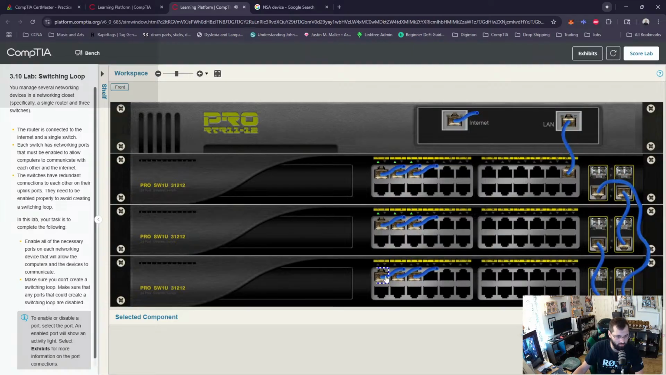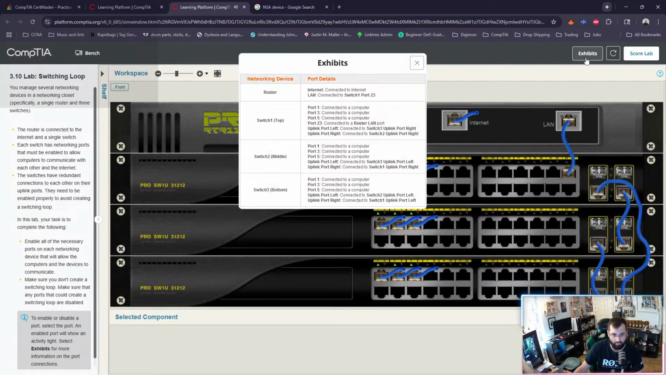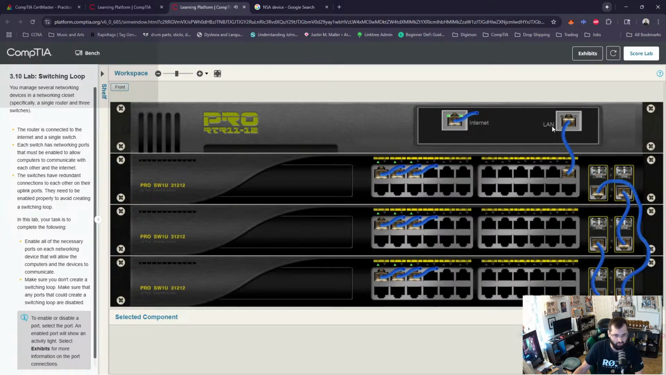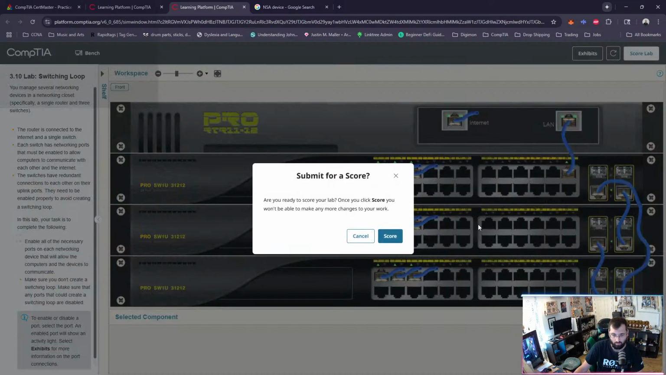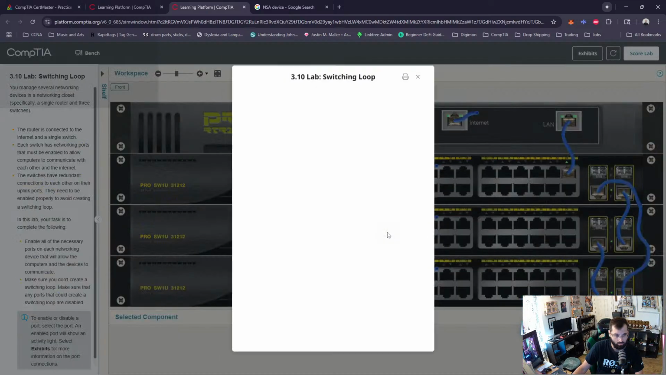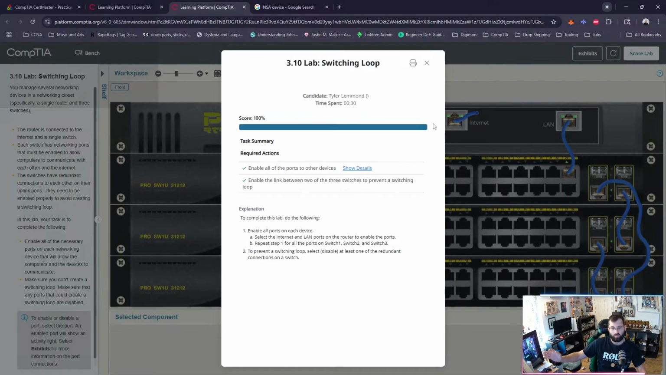Because, okay, all these need to be on because they're all going to computers. We know that because of this. Okay? This is the internet. This is the LAN. That needs to be on. So we're going to do switch 1 to switch 3 and switch 3 to switch 2. And then that should stop it, right? It's literally that simple to stop switch looping.